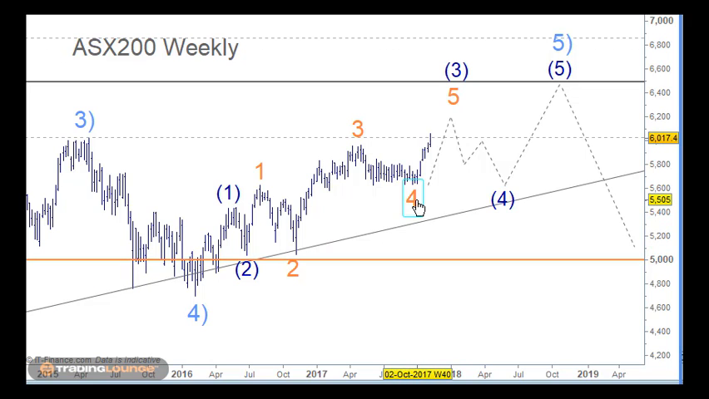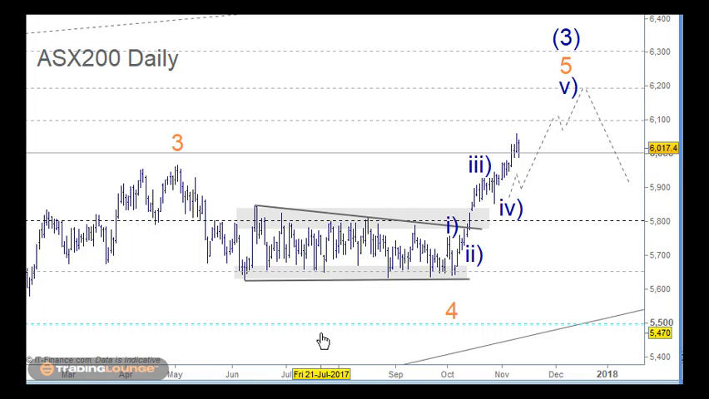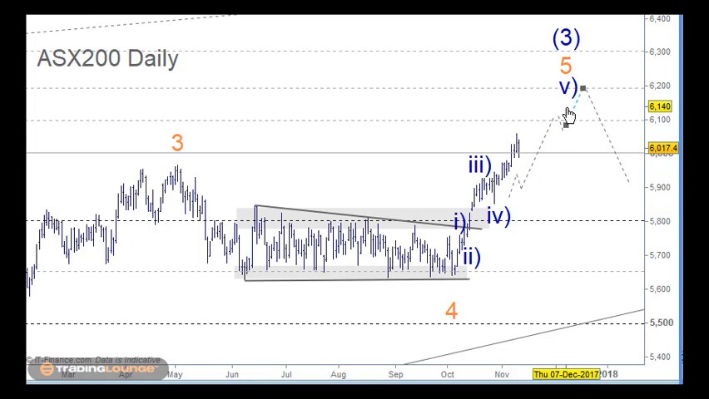So let's drill in from this minor wave four to minor wave five of intermediate wave three on the next smaller degree, which is the daily chart here. We're looking for five waves up from wave four up to wave five. We're looking at this as wave one, and wave two in here, a bit small to see, wave three and four here, and we're looking for wave five here. So from this wave four, we're looking for five waves to the upside. I'm thinking that we could actually extend up to 6,200 here.